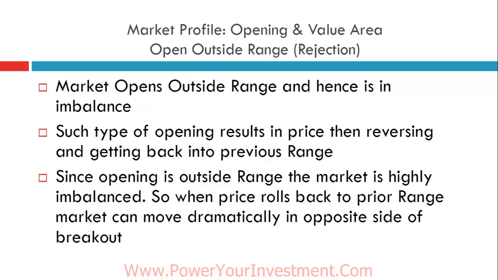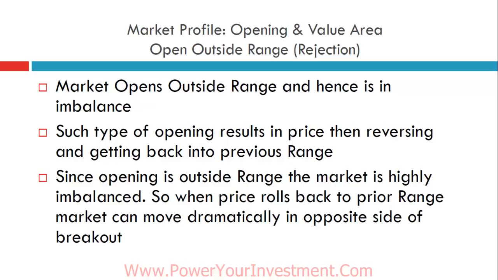Okay, the second case of the open outside the range is rejection. Now these are the kind of profiles which typically happen in bear markets, because what happens, the market gaps up above the range, it sucks in a lot of buyers, and suddenly the rejection happens, and it starts to drift down. This will be similar to the open rejection reverse concept that we discussed in the previous tutorial.